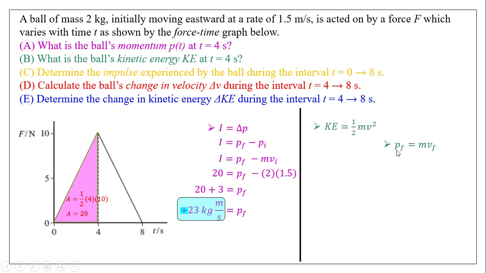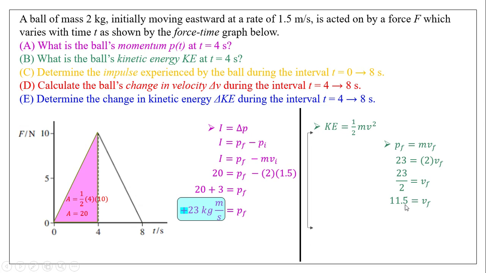So you can just say momentum is equal to mv. The only thing you're missing is vf here. So therefore I can just substitute in, well, pf is 23 because I just found pf at 4 seconds in part A, which is 23. Mass is 2. Vf is my only unknown. So to solve for vf, I would just divide both sides by 2. So therefore vf here is equal to 11.5.